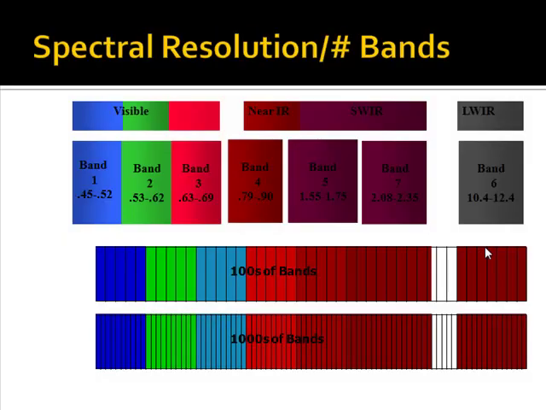The number of bands is important. We may have a single band system that yields a panchromatic or black and white image. We may have multi-band systems, such as the top here, which is an example of the placement of the Landsat bands, in which we have multiple bands, and those are multispectral systems. And then finally, we can have hyperspectral systems with hundreds or even thousands of bands.